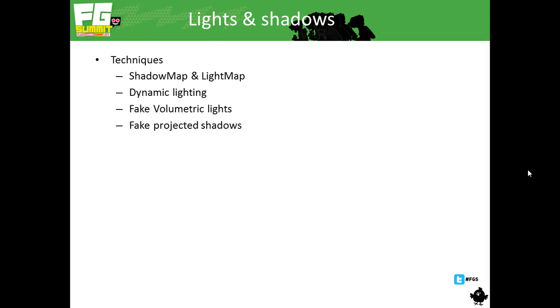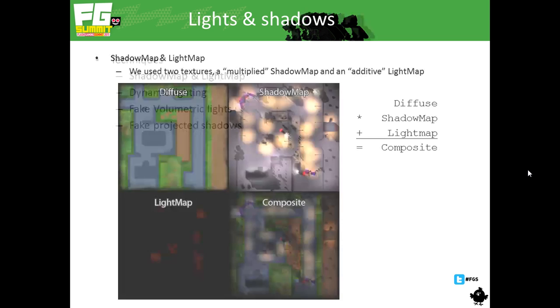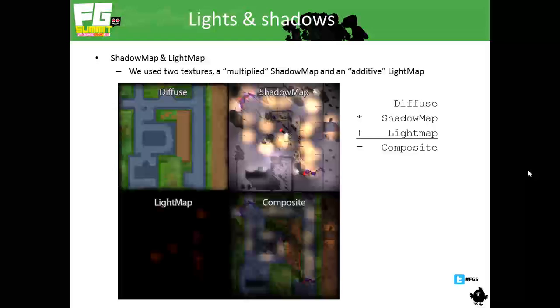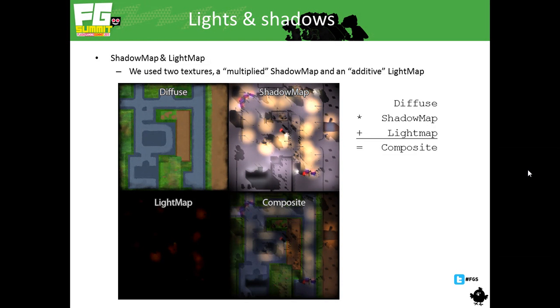So I was saying that in Zombie Tycoon it's a very dark scene and we needed a lot of lights. There are many techniques for that: shadow maps and light maps, dynamic lighting, fake volumetric lights, and fake projected shadows. Shadow maps and light maps are pretty common 3D techniques for using lights on ground and objects. You have one diffuse texture, one shadow map, a light map, and the final composite. The maps are pretty simple. Diffuse multiplied by the shadow map added to the light map gives you the final image.